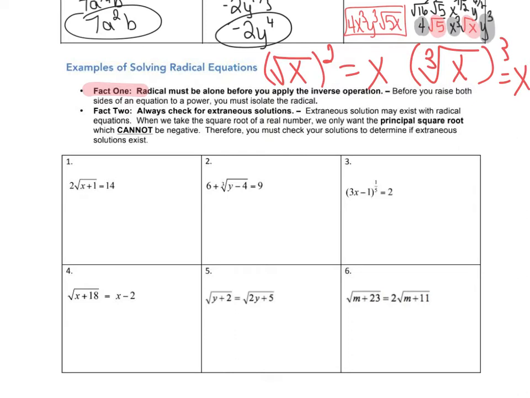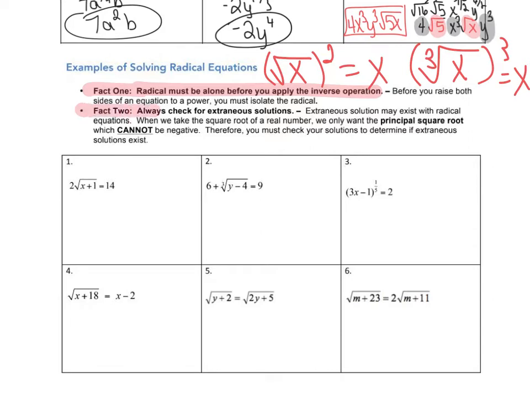And when you go to undo that square root or cube root or whatever it happens to be, you have to make sure that the radical is alone first. So you just need to make sure before you do that inverse operation, like squaring a square root or cubing a cube root, that you have it isolated.